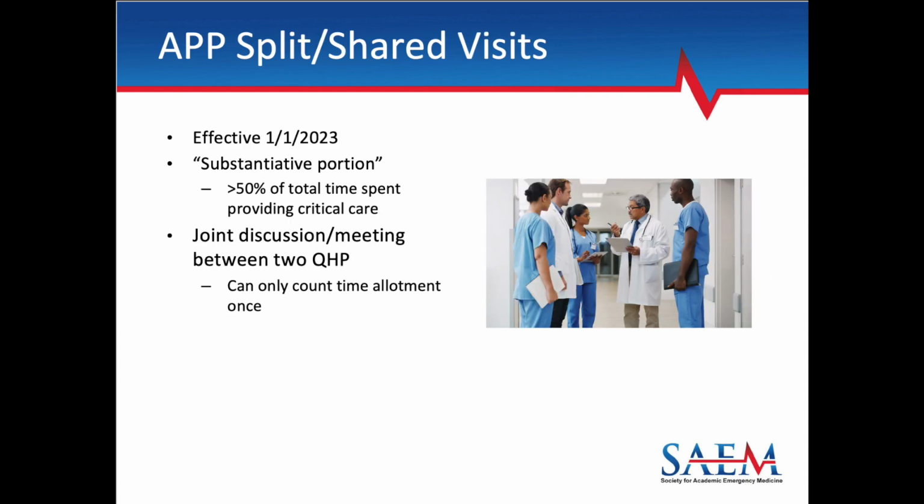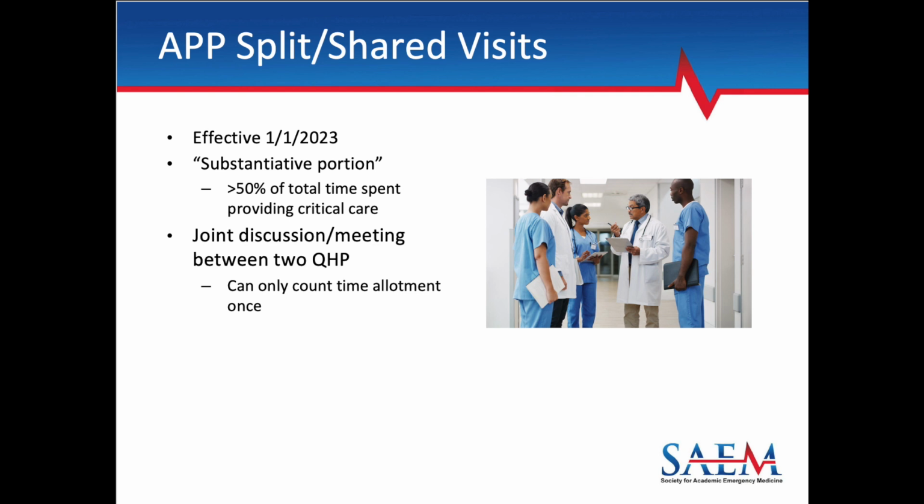New to the critical care discussion in 2023 is the concept of split shared visits. This is when a patient is being taken care of by an APP in combination with the physician. In this case, the individual that can and should bill for the critical care is whoever provides the substantive portion of the critical care time, which is defined as greater than 50% of the total time spent on the patient. So for instance, if 75 total minutes are spent between the physician and APP, if the doc has 35 and the APP has 40, it would be the APP whose documentation counts towards the billing.